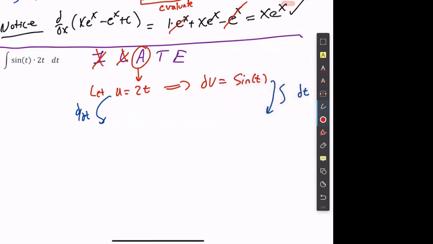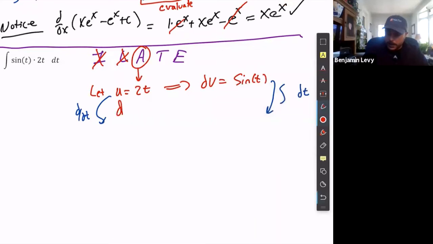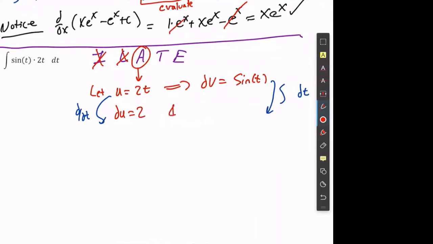Right, and so what's that? So du, like I think Janetta just said, is 2. Then v would be cosine. Negative cosine. Yeah, minus cosine. I always have to double check that myself. Minus cosine.